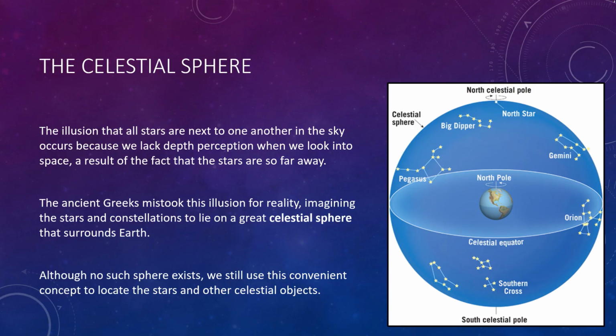Seen in the night sky, the stars all look equally far away. Therefore, it is easy to understand why the early Greeks regarded the stars as being fixed on this celestial sphere that surrounds the Earth. Although no such sphere actually exists, we still use this convenient concept to locate the stars and other celestial objects.